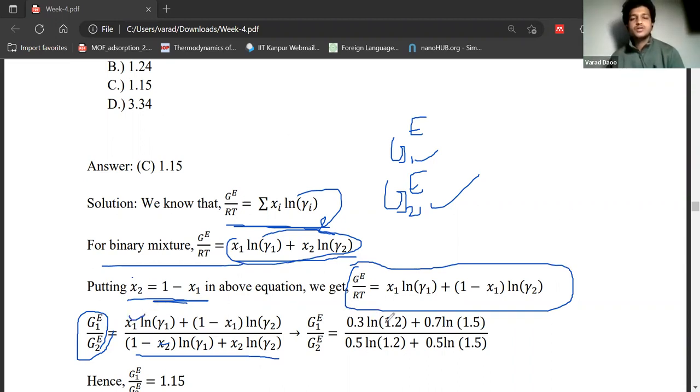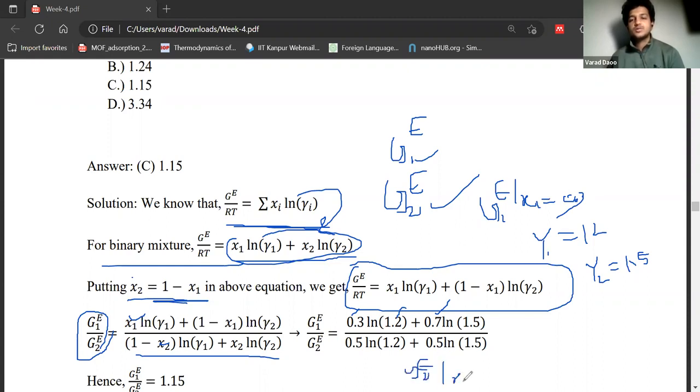We just put in the values. It is given that gamma 1 is 1.2 and gamma 2 is 1.5, and G1 E is nothing but at x1 equal to 0.3, right? That means x2 is going to be 0.7. So this multiplied by this plus this multiplied by this, and G2 E bar, G2 is nothing but at x2 equal to 0.5. That means x1 is also going to be 0.15. Okay, so we just put in the values and then we get this expression.